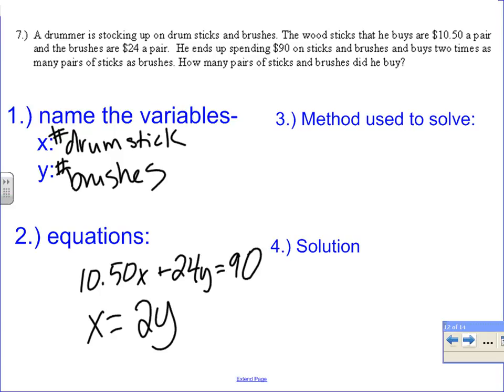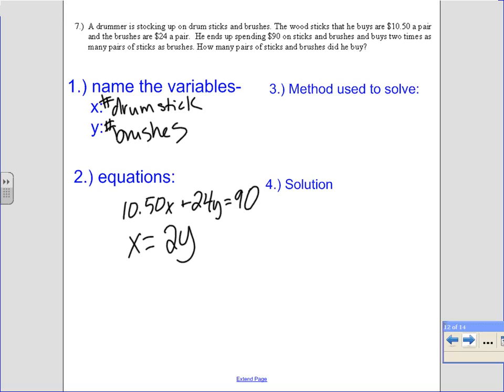Will said the opposite, which is common to do, but the amount of drumsticks is 2 times as many brushes. So you need to set the drumsticks equal to 2 times the amount of brushes because drumsticks is double this. Will, does that make sense? Sure. Everyone else, does that make sense?